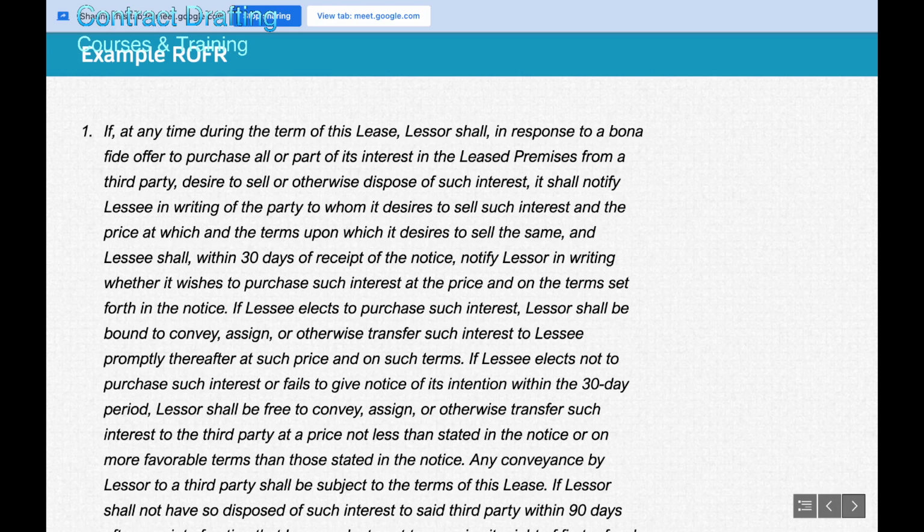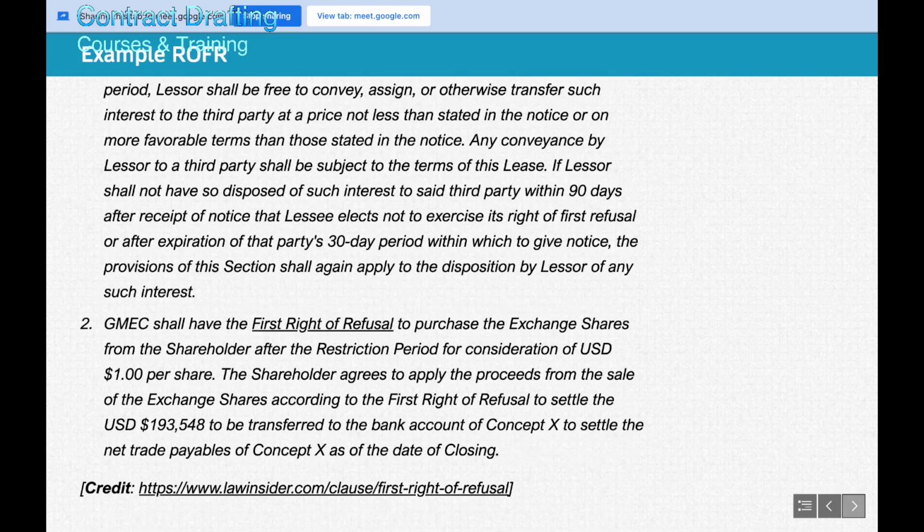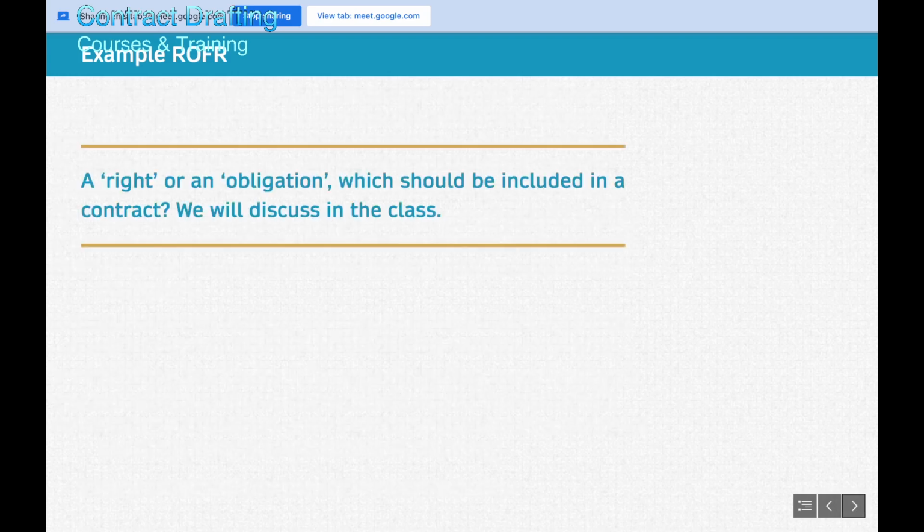And there is an additional clause that even if they sell, that will be subject to the terms of the lease, and that there is a limitation that if they do not exercise the right of first refusal, or after expiry of the 30-day period within which they have to give the notice, then that will apply to the disposition by the lessor of any such interest. Now, this is a second clause which is not relevant for our discussion. Any questions on right of first refusal?